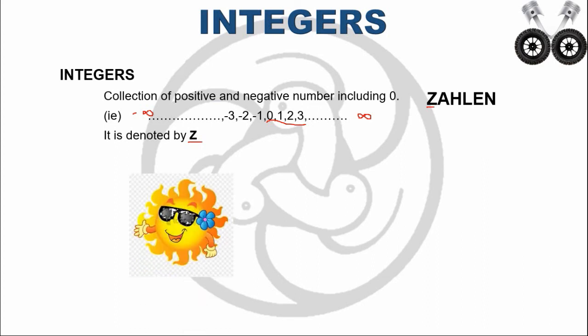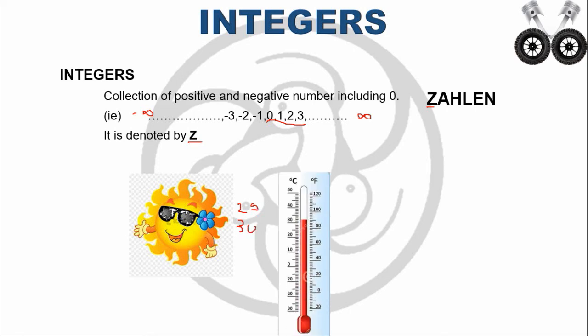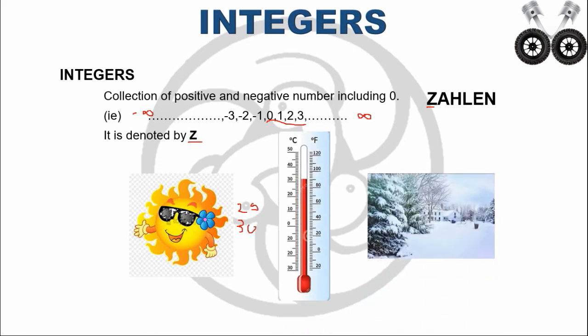An example for integers: in the summer season, the temperature will be 25 degrees Celsius or 30 degrees Celsius, depending upon the area, so the temperature will differ. It may be around 40 degrees Celsius also. In the winter season, in snowfall areas, the temperature will be denoted as minus 2 degrees Celsius, 0 degrees Celsius or minus 5 degrees Celsius. Here minus 2 and minus 5 are integers.